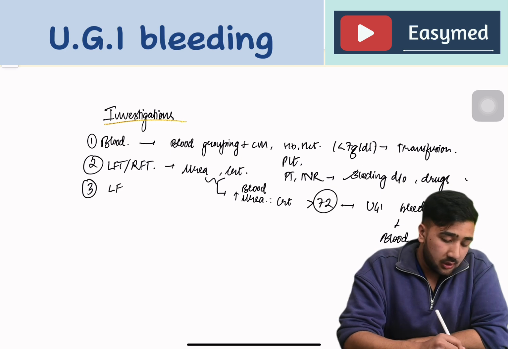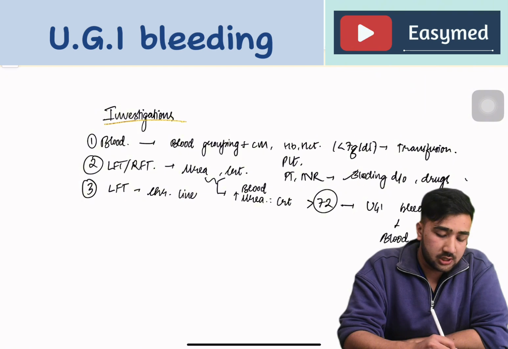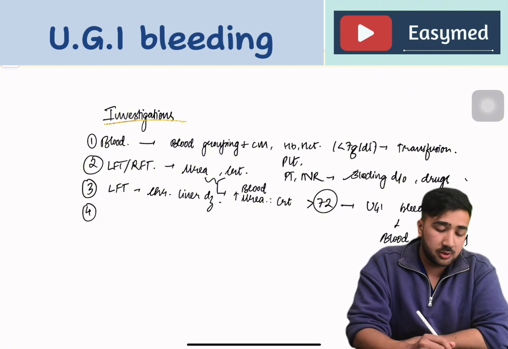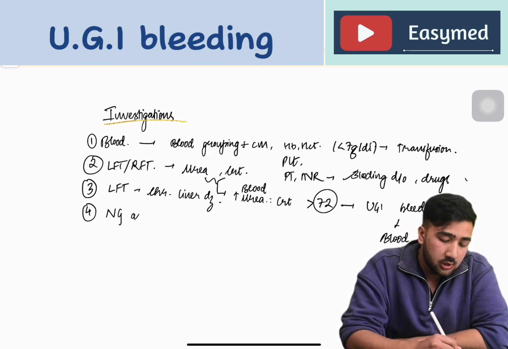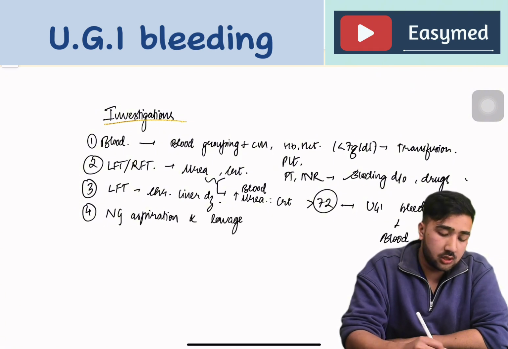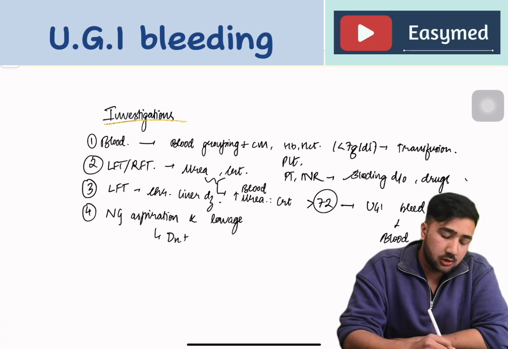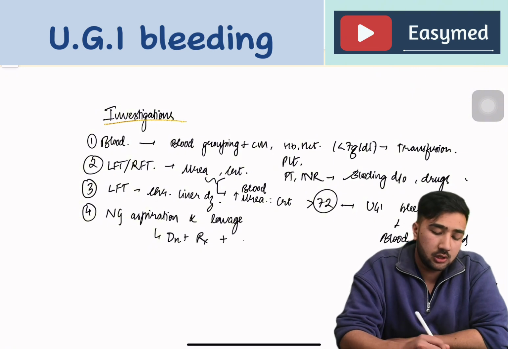Then for LFT, we have to look for any signs of chronic liver disease. And then another special investigation which is not done in other cases is putting an NG tube, doing NG aspiration and lavage. Lavage in case of UGI bleeding is done with tap water, about 500 ml. It is not only diagnostic but also has some kind of therapeutic role, and it is also used for monitoring if there is any further bleed.